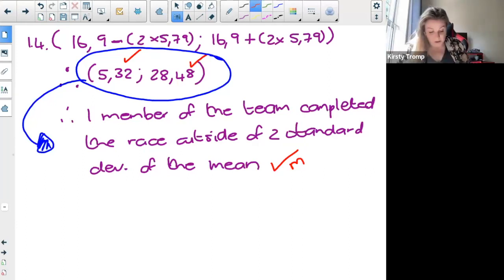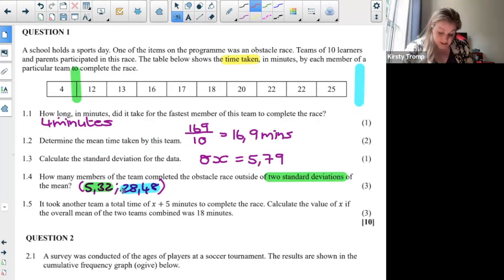All right. 1.5. Let's have a look at 1.5. I would call this, like we looked at last week, the levels of questions, level 1, level 2, level 3, level 4, probably a level 3 bordering into a level 4 type question. Let's have a look at what it says.